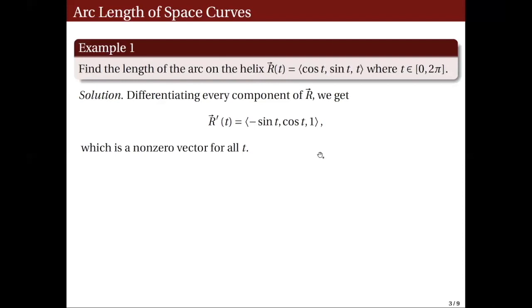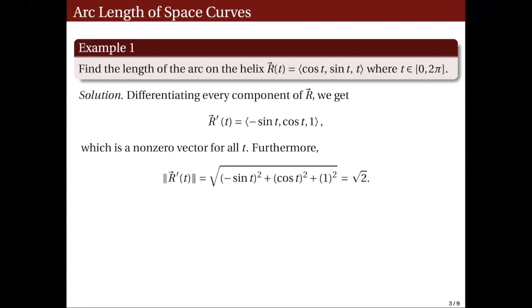The integrand contains the norm of r prime of t. With this r prime of t, we compute its norm. The norm is equal to the root of the sum of the squares of the components of r prime. Simplifying this, it gives the constant function square root of 2.